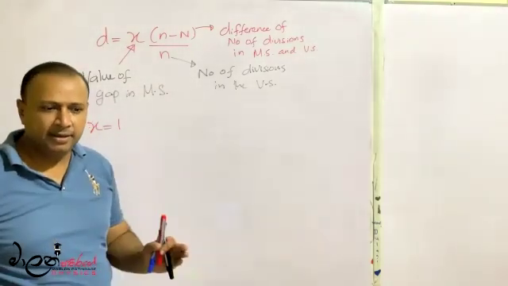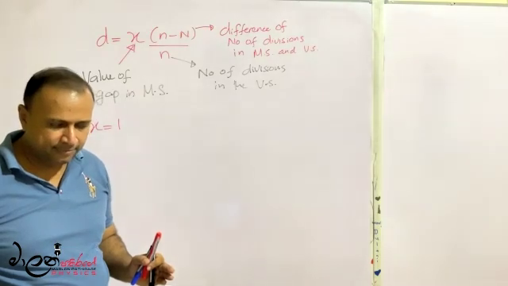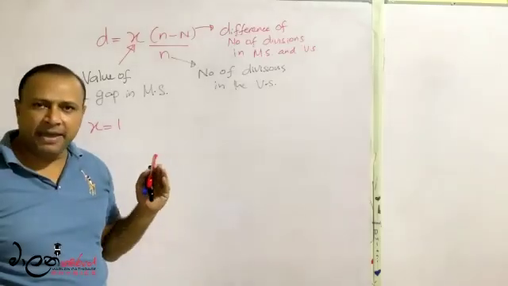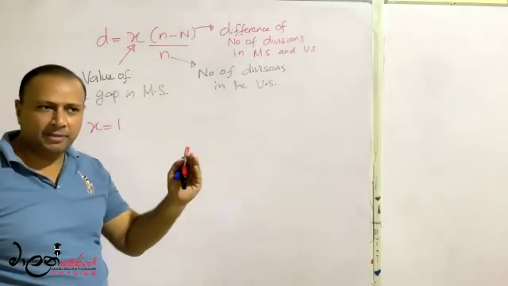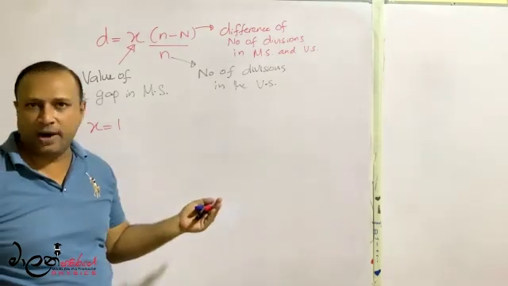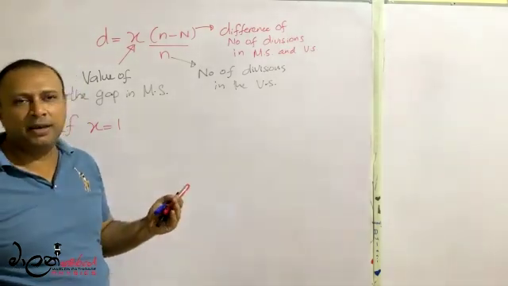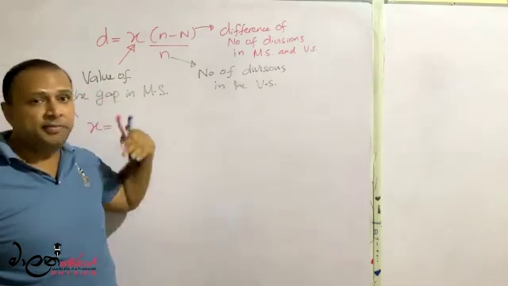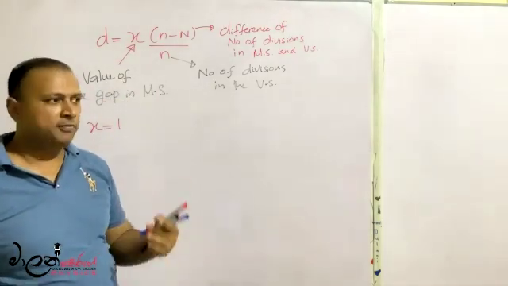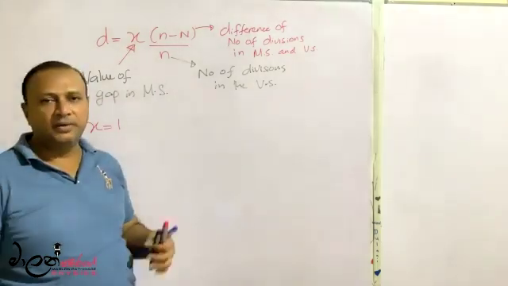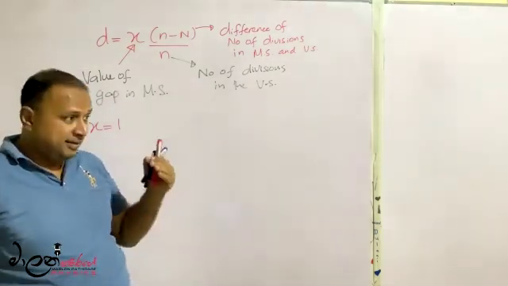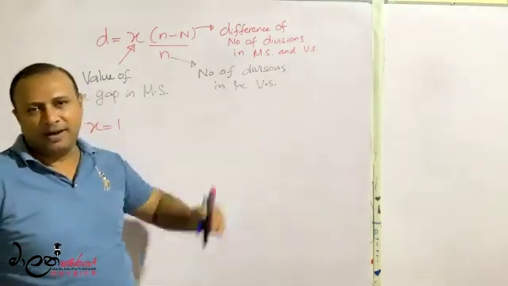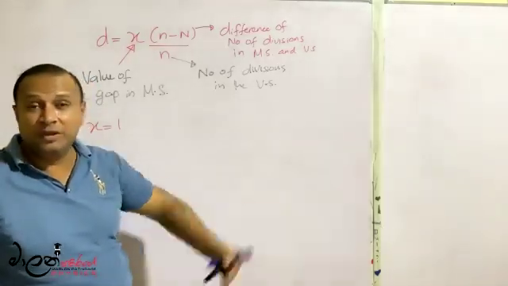That means the value of the gap in the main scale is equal to 1. That means the main scale may be a millimeter scale. As we mentioned earlier, it might be a millimeter scale, or it may be any other scale, maybe degree or some kind of thing. But the main scale should be scale 1 by 1. That means 1 millimeter, 2 millimeter, 3 millimeter, likewise.